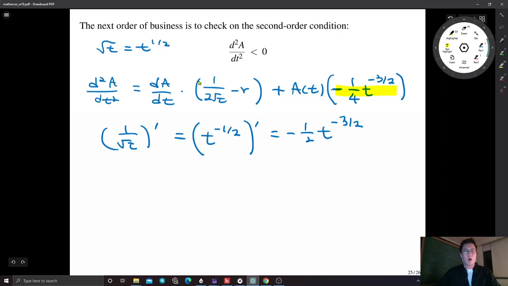And then we have to examine the sign of this at the critical point, at t equals 1 over 4 r squared. That was our candidate for the solution to the optimization problem. So we have to check the sign of this at this critical point. If that is negative at this critical point, the function A of t has a local maximum. And if the sign is positive, the function has a relative minimum.